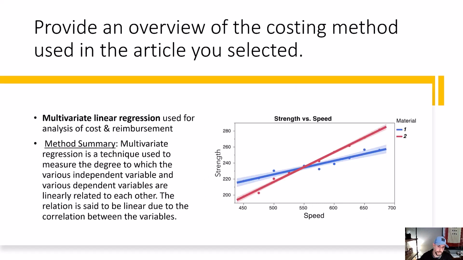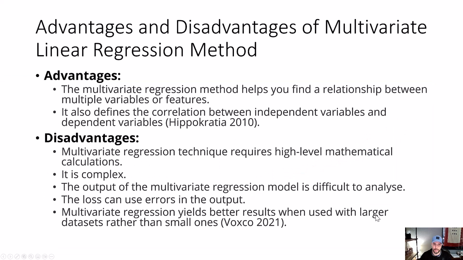The primary statistical analysis they used was multivariate linear regression. Just an example of that is strength and speed. You can see how there's a cost for complications versus non-complications. This was looked at for cost and reimbursement, and we'll go into why they selected this, but there's a lot of benefits to using multivariate linear regression when we're looking at that.